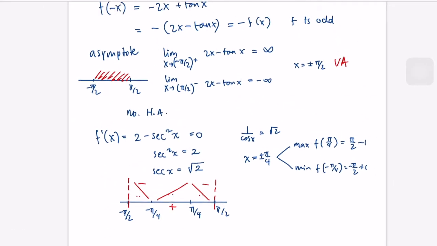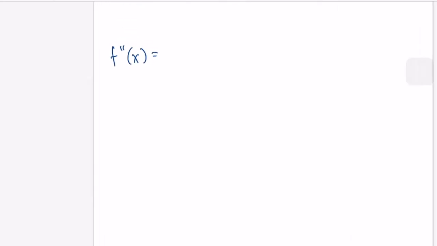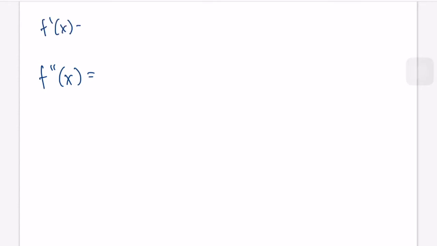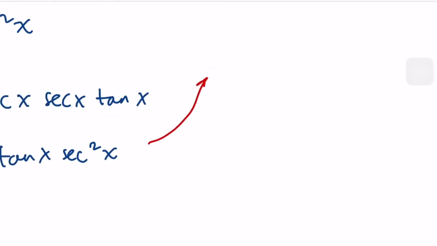Okay, next is the second derivative test. We can check the second derivative. Let me try to write one more time the first derivative. Okay, the second derivative will be negative 2 secant x and then secant x tangent x, or this will be negative 2 tangent x secant squared x. Okay, we can rewrite this form.